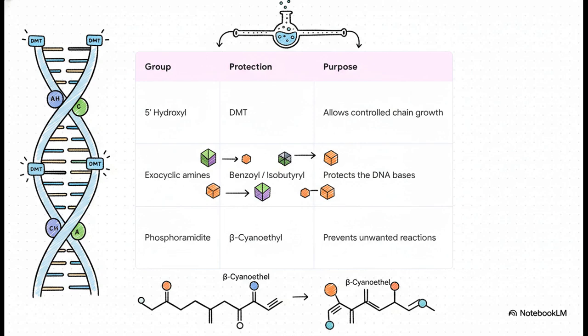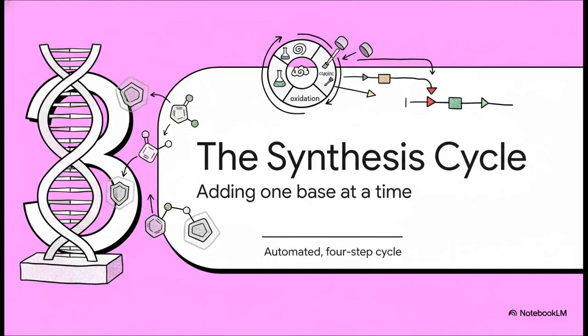And we're not just talking about one safety cap here. Every part of the nucleotide that could possibly react is carefully covered. As you can see, the DMT group blocks the end where the chain grows, but other groups protect the actual DNA letters, the A, C, and G. And even the phosphate part is protected. It's all about making sure only one specific reaction happens at a time, exactly when and where we want it to. Okay, so let's recap.